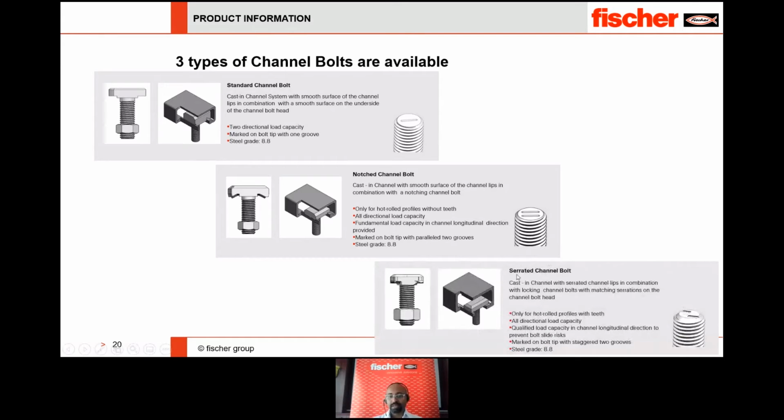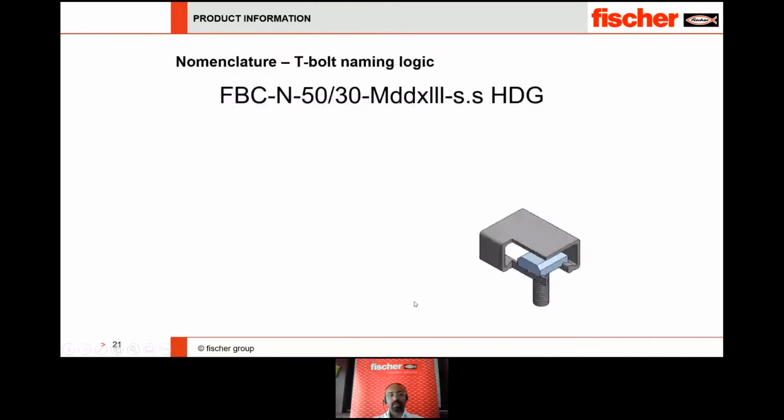And then we have the serrated channel bolt for our smaller hot rolled channels. The channel will have serrations, as well as the channel bolt. So it rests inside the female serrations of the channel and locks inside. So this also allows for a third degree of loading. Basically we have two channel bolt options for third degree of loading: notched for the bigger size of channels and serrated for the smaller size of channels.